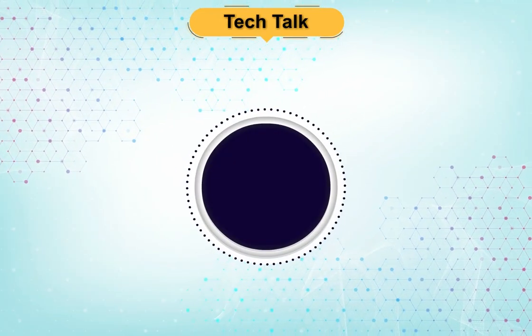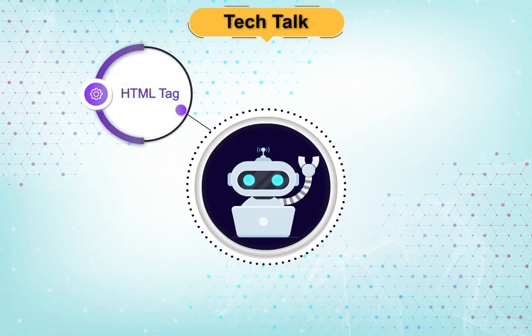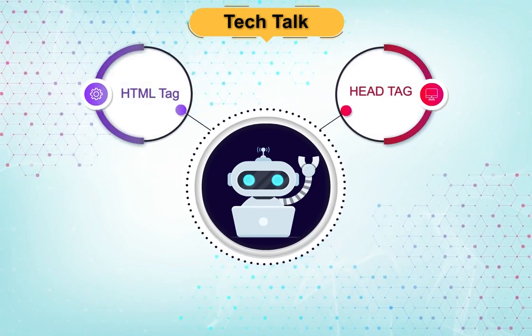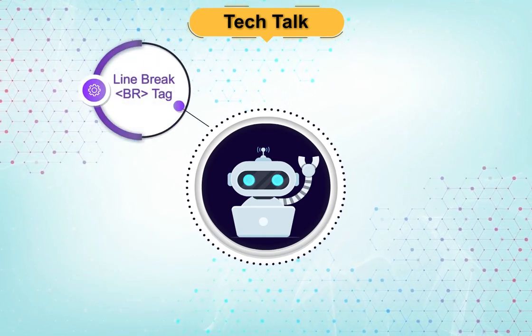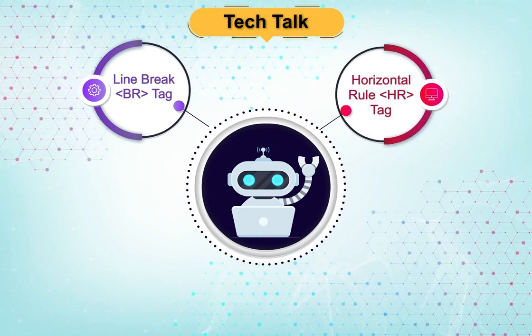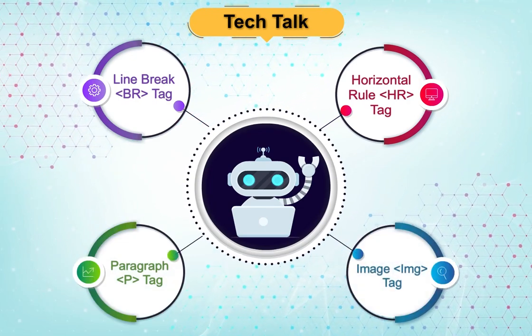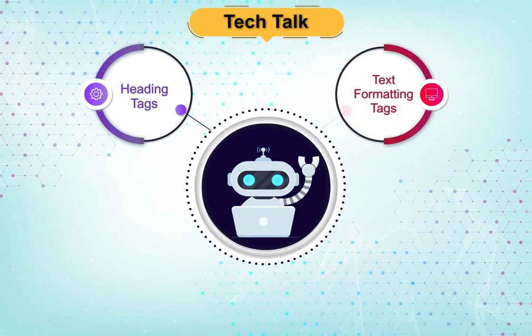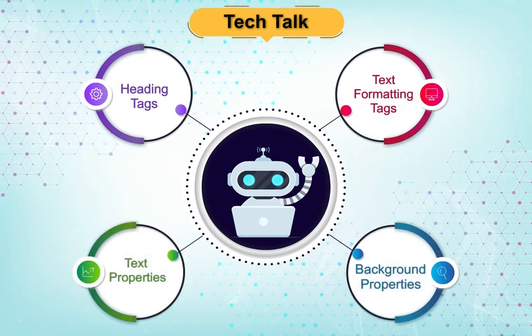Tech Talk. In this chapter, we will learn about HTML tag, head tag, title tag, body tag, line break BR tag, horizontal rule HR tag, paragraph P tag, image IMG tag, heading tags, text formatting tags, text properties, background properties.